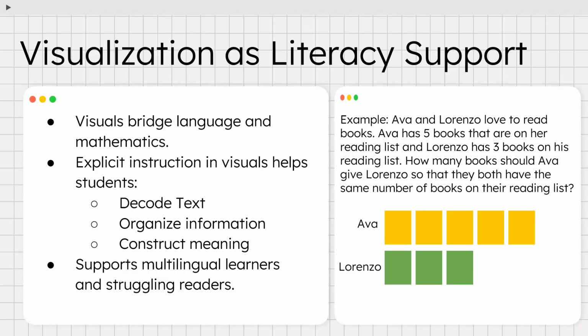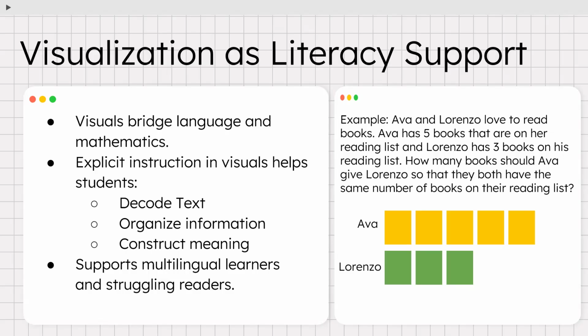For a student with learning disabilities or a multilingual learner, this may be difficult to understand without scaffolds. So the teacher could instruct saying, let's make yellow squares for each book that Ava has and green squares for each book that Lorenzo has on their list. Ava has 5 yellow squares and Lorenzo has 3 green squares. Once we provide this visual, it becomes easier for students to see that if we give Lorenzo 1 book, then they will both have 4 books each.